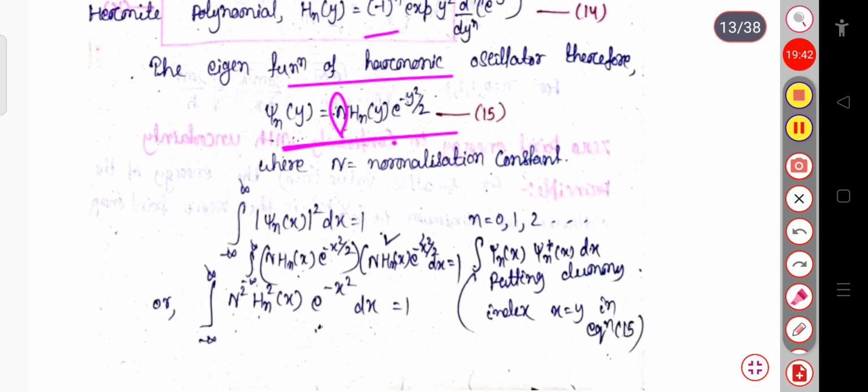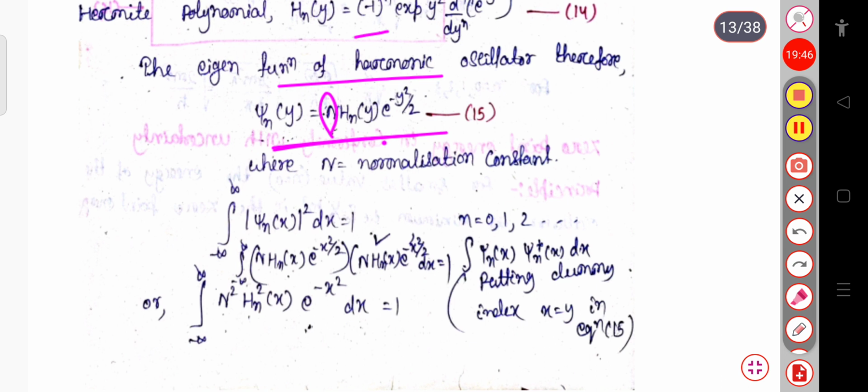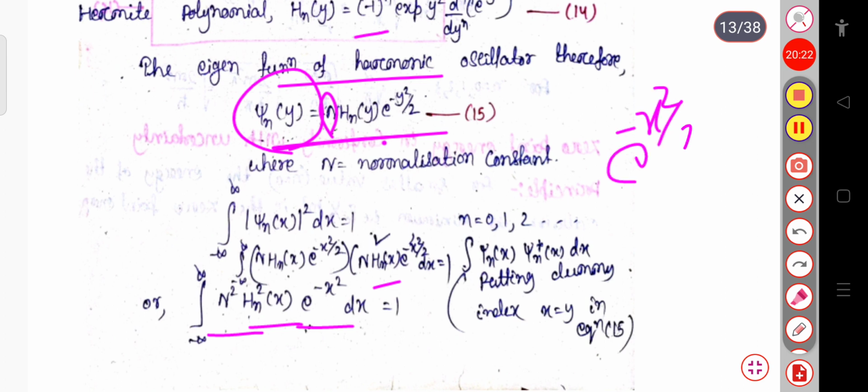And here if I calculate the normalization constant value, simply we have to take the integral of |ψn(y)|² dx equal to 1. If I put the value here, |ψn|² means ψn into ψn star. Since here no iota term is present, we can consider this as N Hn(x) exp(-x²/2) into N Hn(x) exp(-x²/2) dx equal to 1. Or simply this is N² Hn²(x) exp(-x²) dx equal to 1, because exp(-x²/2) times exp(-x²/2) gives exp(-2x²/2), or simply the 2 gets cancelled, that will be exp(-x²).